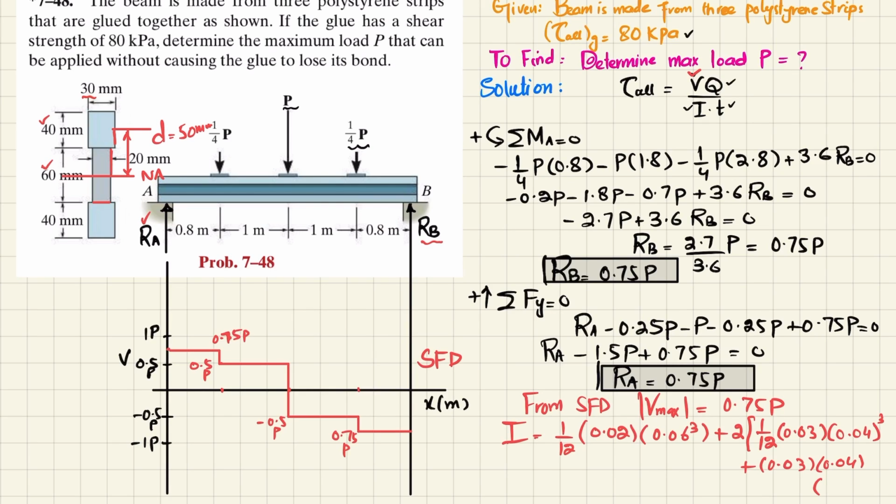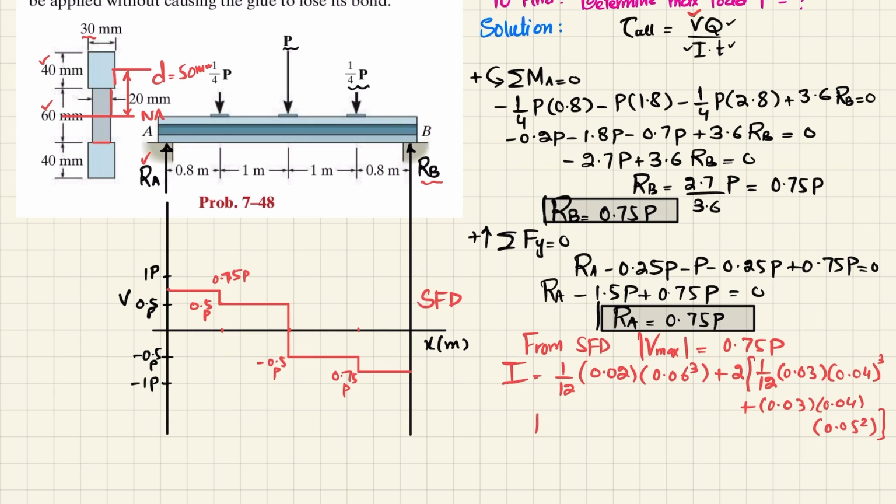So in meter it will be 0.05 squared as d square. So when you solve this, you will get moment of inertia I equal to 6.86 into 10 raised to power minus 6 meter power 4. So this is your I. Now we'll find Q as well. We will need this Q, and Q is based on the neutral axis, and this is the portion where there is glue. So this will be the shaded area for the glue.